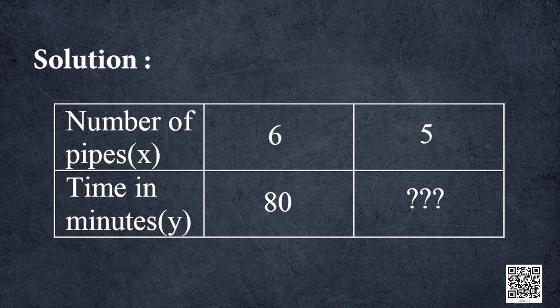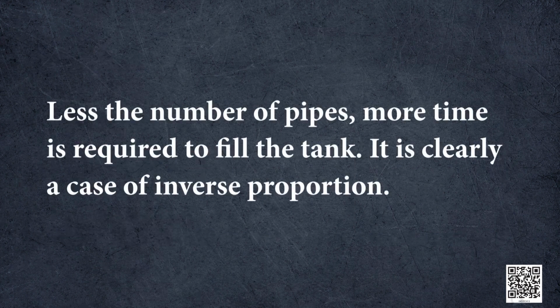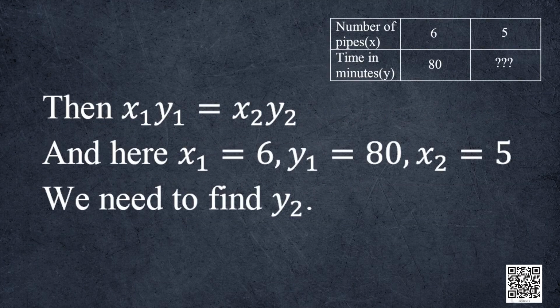Very good. Now, you started thinking, less the number of pipes, more the time required to fill the tank. It is clearly a case of inverse proportion. Now, we can write that x1 into y1 is equal to x2 into y2. Here x1 is equal to 6, y1 is equal to 80 and x2 is equal to 5. We need to find y2.